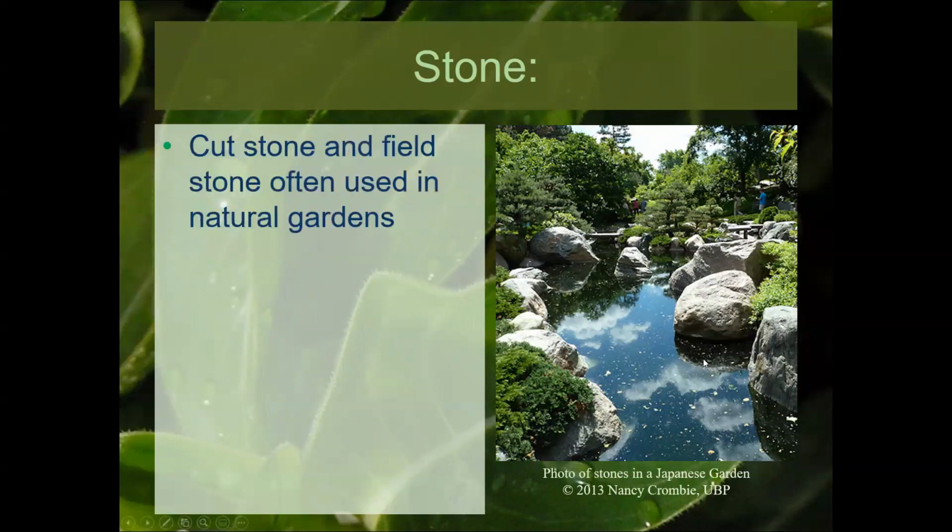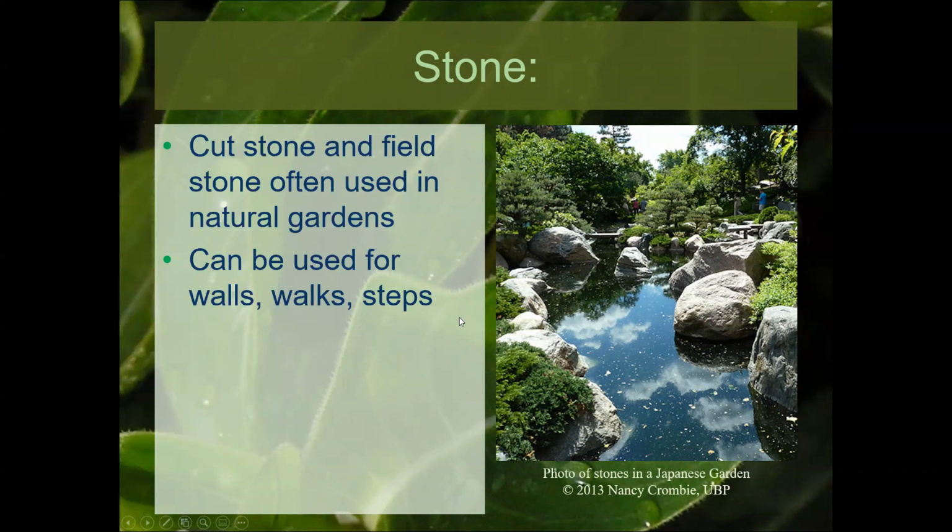And last but not least, stone. Cut stone and field stone are often used in natural gardens or in ponds, as you can see on this side. This is definitely more of a Japanese style pond garden. So you have some nice plants in the back for bonsai, and you have your paths going throughout. They can be used for walks, steps, different types of walls.